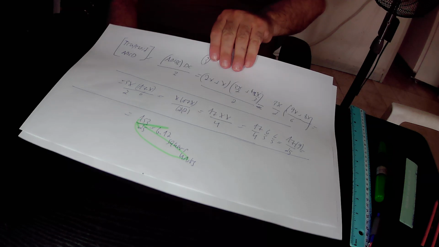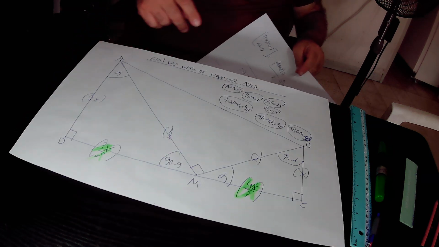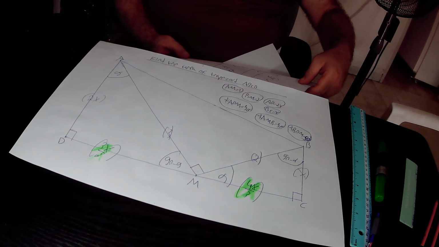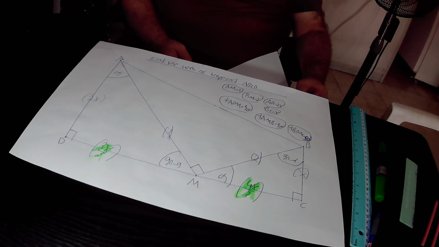So in total, we found that the area of this trapezoid ABCD is equal to either 153 over 25 square units, or in terms of decimal numbers, it is equal to 6.12 square units.